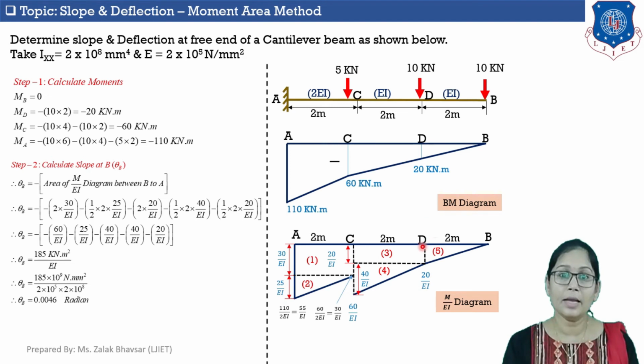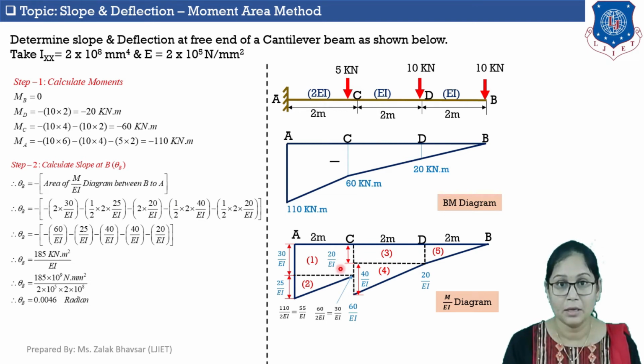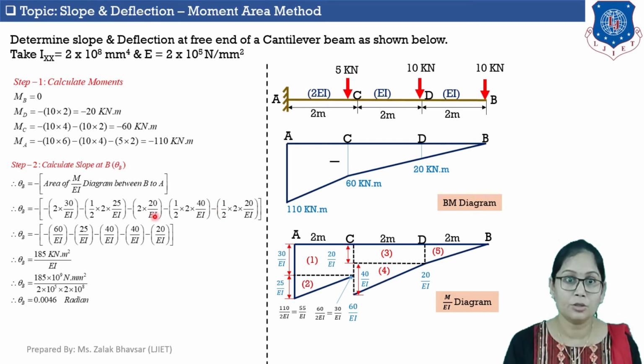Now area of this third shape, which is rectangle, is B into D, which is equal to 2 into 20 upon EI. Here you can see that depth of this rectangle is 20 upon EI. Now area of this fourth shape, which is triangle, it is 1/2 B into H. So it will be 1/2, 2 meter is a base and height of this triangle is 40 upon EI. Okay, and now area of this last shape number 5, which is triangle, is 1/2 BH.